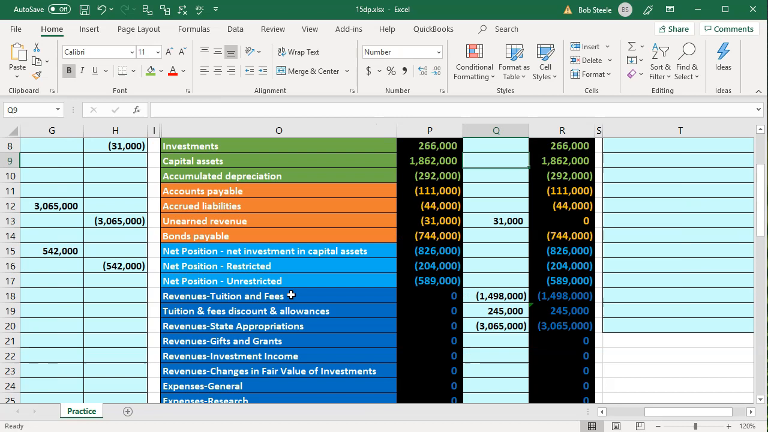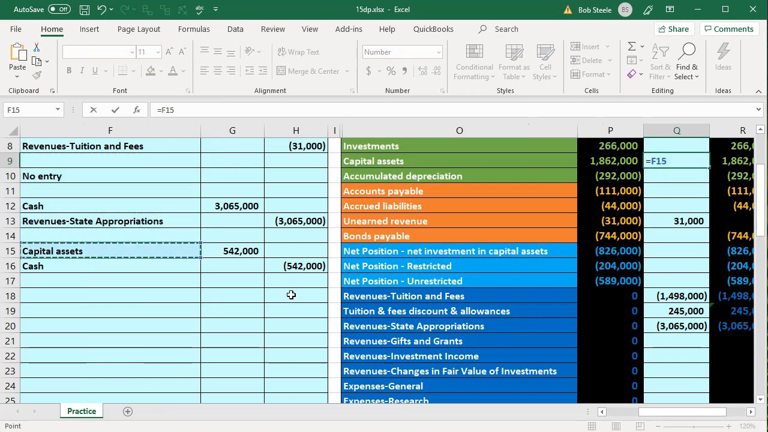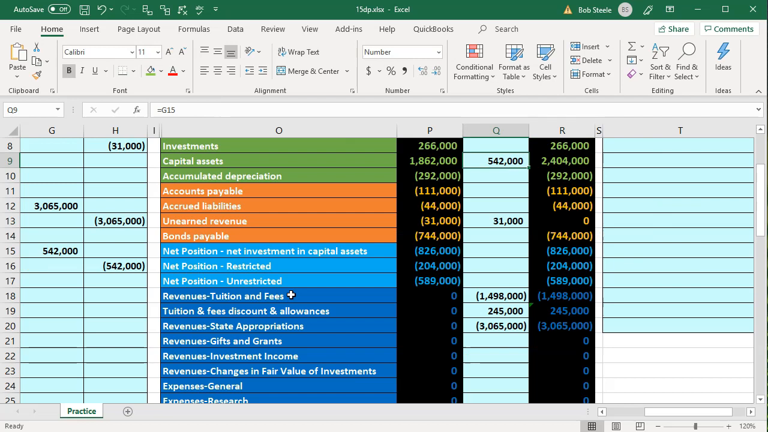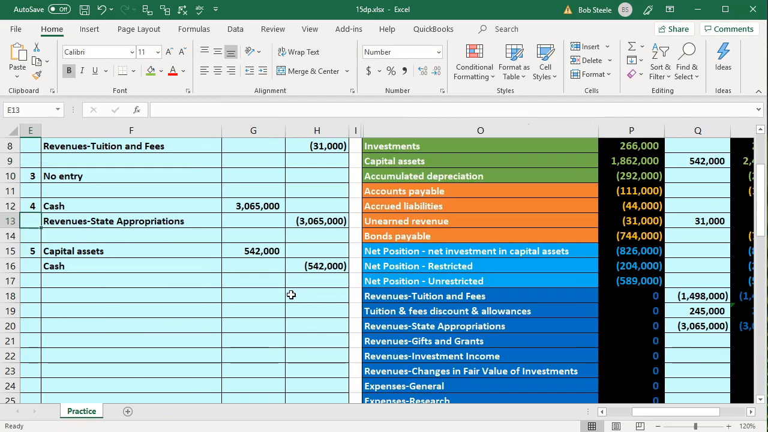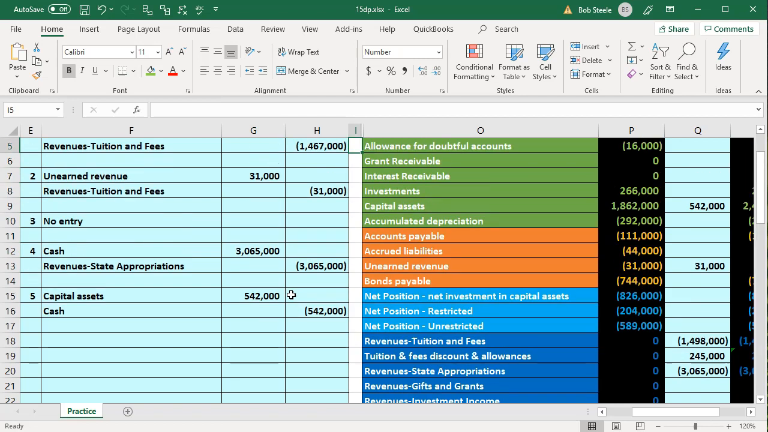That's going to be in cell Q9. Within Q9, we're going to say equals. Scroll back over and pick up that $542,000 and enter, bringing it up in the debit direction. Then we have the cash. So here's cash down below. We're going to scroll back up to pick up the cash.